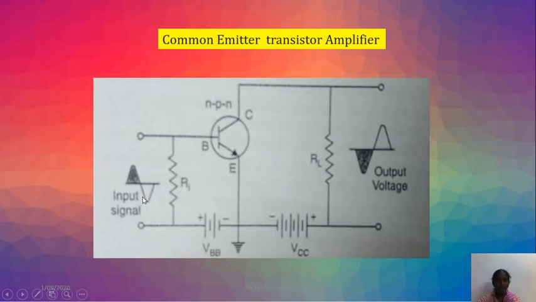So this is the input signal and this is the output signal. So you can find the difference between these two signals. Here the amplitude is less. Then after entering into the transistor, it gets amplified, so the amplitude is a little more. This is a single stage amplifier, and this circuit gives the detail about this common emitter transistor amplifier. Common emitter means here the emitter is common to both input and the output.